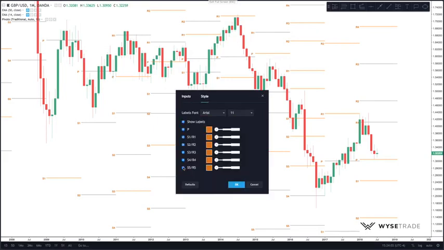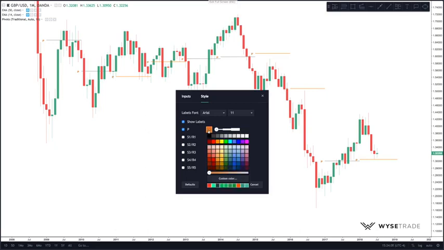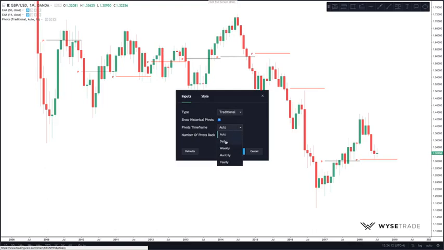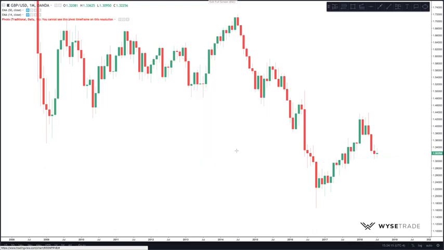Now remove the SR levels and just keep the pivot only. Also, change the pivot time frame to daily. Here is the pound dollar.